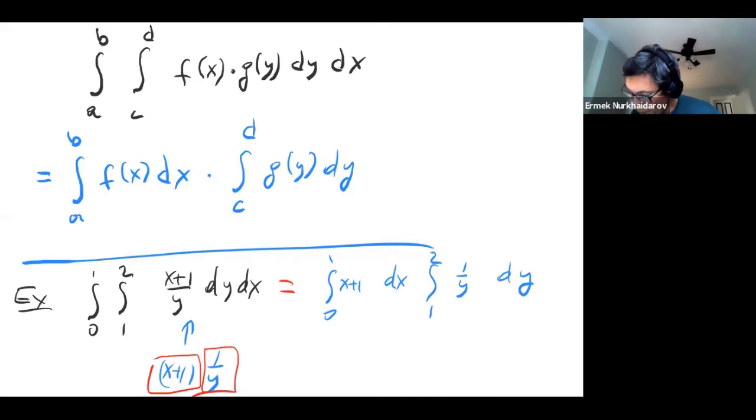So we're going to get x squared over 2 plus x from 0 to 1, times ln of y from 1 to 2. So the second integral equals ln of 2. The first integral equals 1/2 plus 1, which is 3/2.